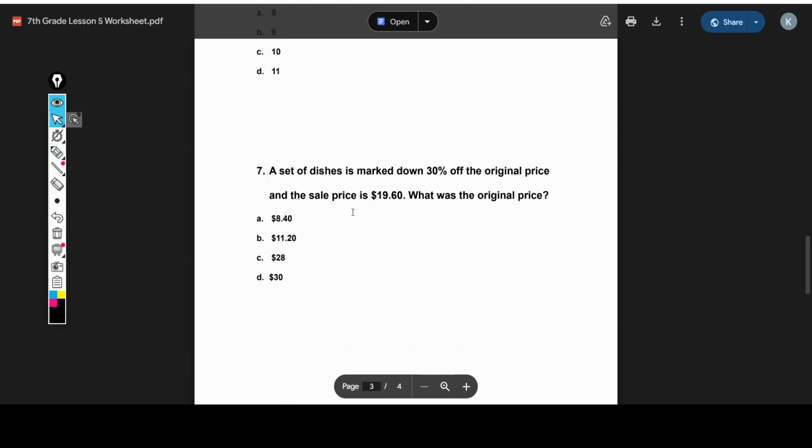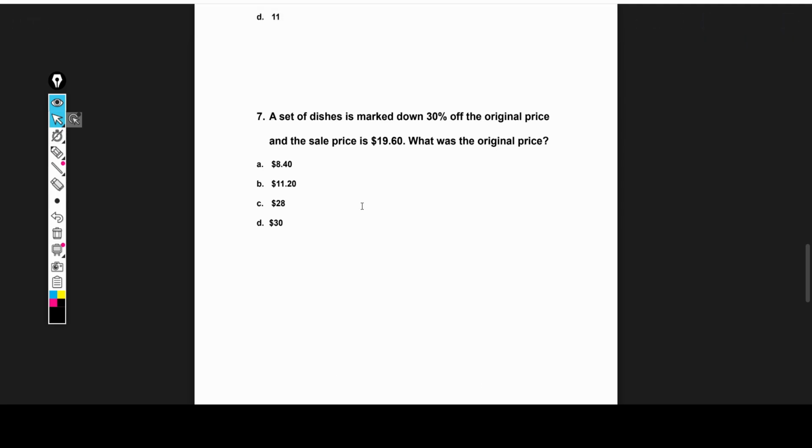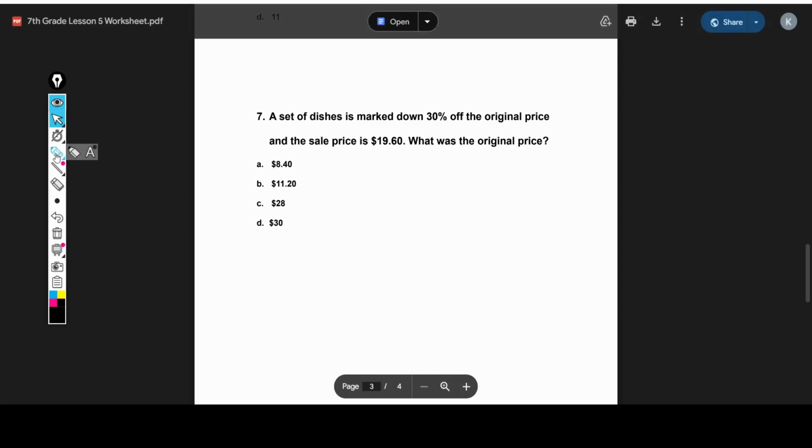I'll skip this problem and then move on to this one. A set of dishes is marked down 30% off the original price, and the sale price is $19.60. So what is the original price, or what was the original price? So if you mark down something, originally it costs 100%. And then if you subtract 30%, you end up with 70%. So right now, 19.60 is 70%.